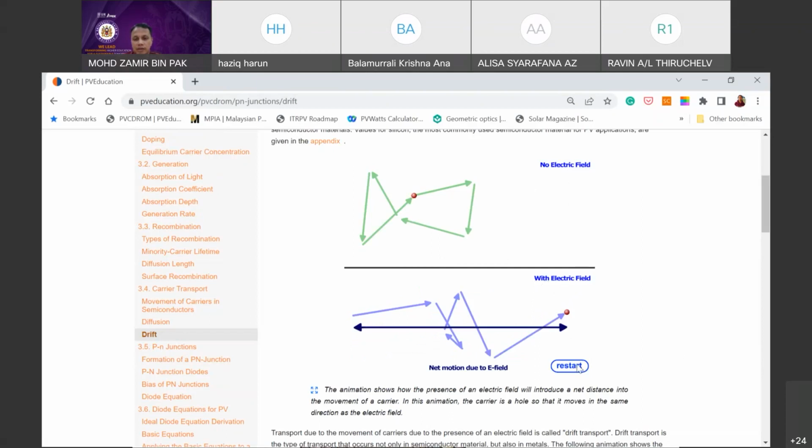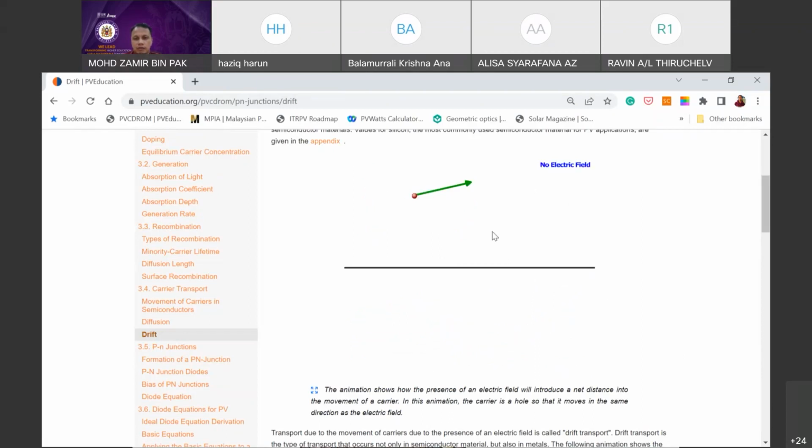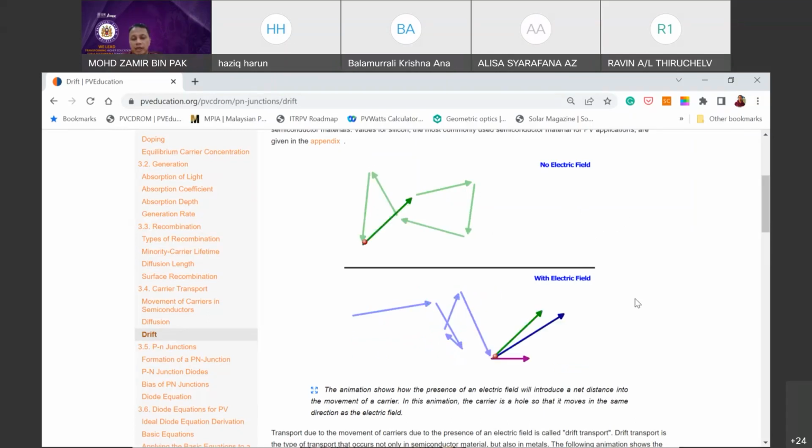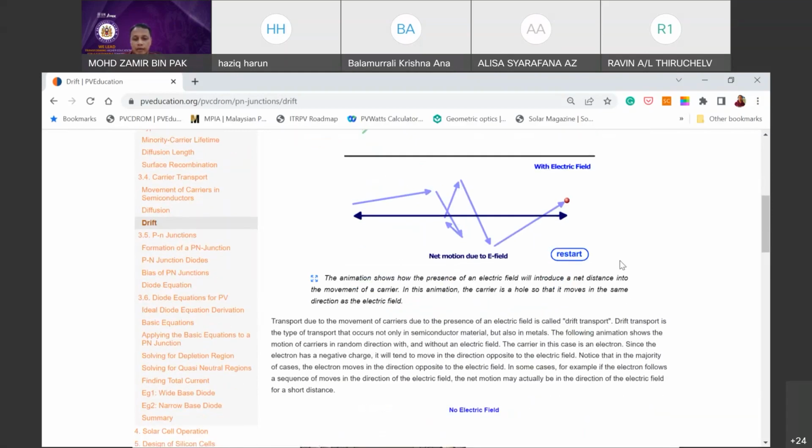Let's just restart and see this. Look at the top first, no electric field. It's completely random, there's no net movement. If you do the net, it will just be 0, right? On the other hand, if you go to with electric field, you can see it's being scattered into random directions, but there is still a net motion of the carriers. They're still scattered, but you see it's moving in one direction. It goes to the left sometimes, but most of the time it's going to the right, and therefore the net is to the right.